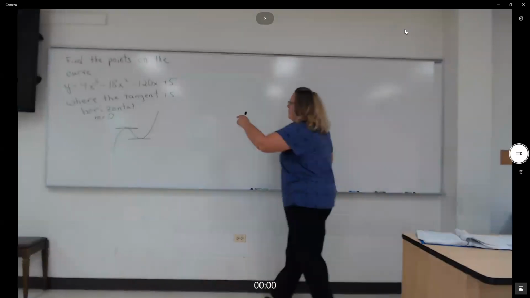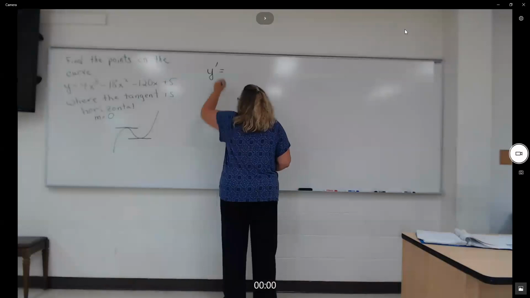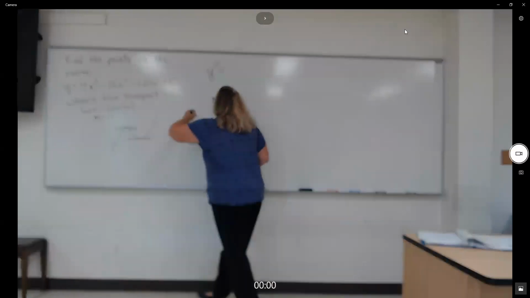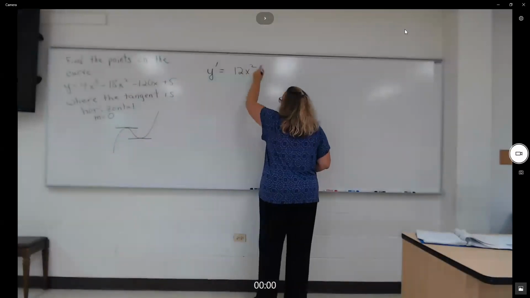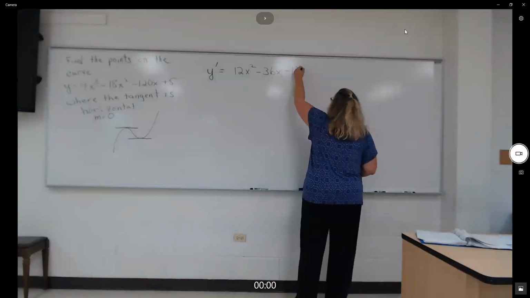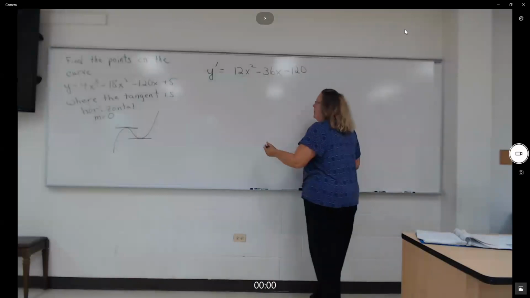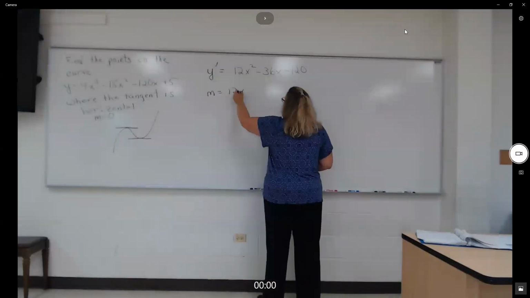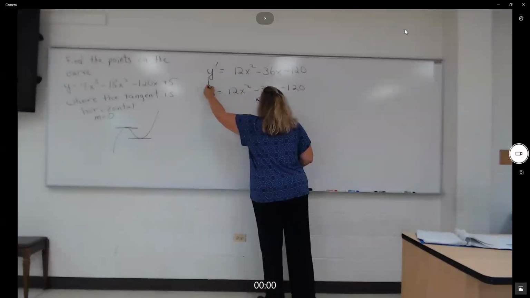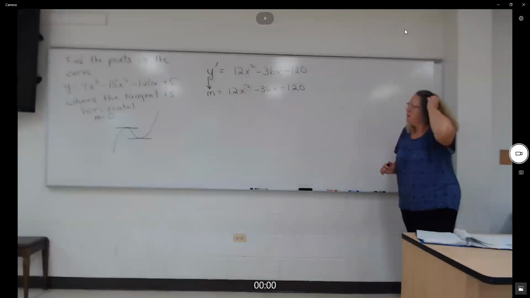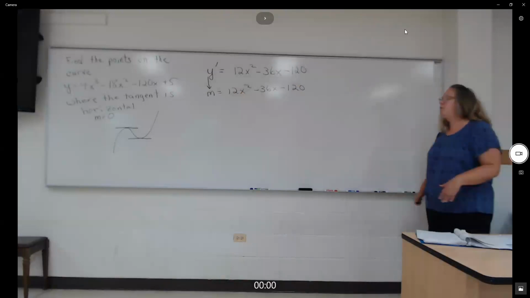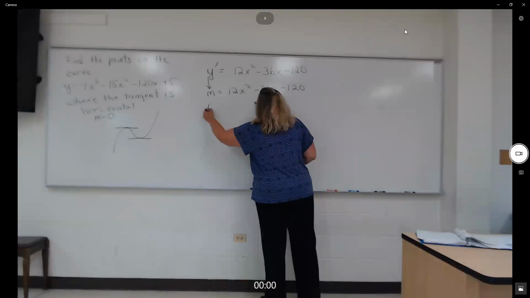Now, we're still going to find this derivative. So we're going to roll it down and subtract 1. So we get 12x squared minus 36x minus 120. And the derivative finds you slope, so I can replace this with m, because the derivative finds you slope. But we knew slope all along. So why did I find the derivative? Well, I know that my slope is 0.